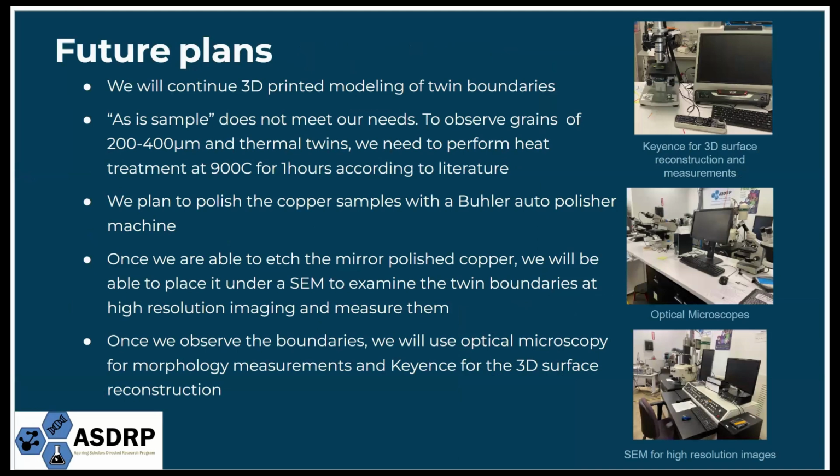Our plans for the future involve modeling and observing the twin boundaries in copper, which includes doing things like continuing to model twin boundaries with 3D models, using a polishing machine to obtain an even mirror finish, annealing or heat treating copper samples to observe large thermal twins rather than the small, difficult to see twins that we see in the sample when we receive it, and using a scanning electron microscope, optical microscopy, and the Keen's microscope to examine the surface and twin boundaries of the annealed and etched copper.